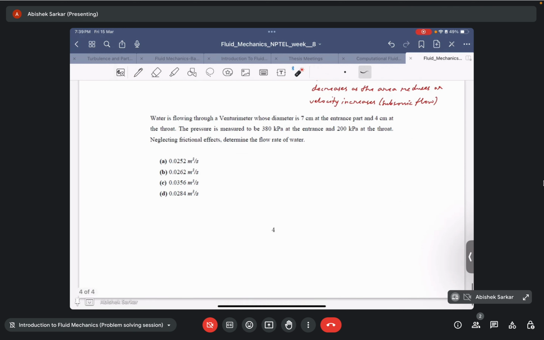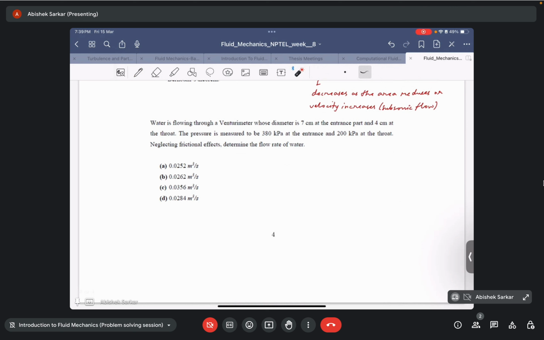So the final question for today's session is: water is flowing through a venturimeter whose diameter is 7 cm at the entrance and 4 cm at the throat. The pressure is measured to be 380 kPa at the entrance and 200 kPa at the throat. Since the area has reduced in the throat, the pressure is also reduced in the throat, as we have discussed. Neglecting frictional effects, again very crucial that we neglect the head losses, determine the flow rate of water.